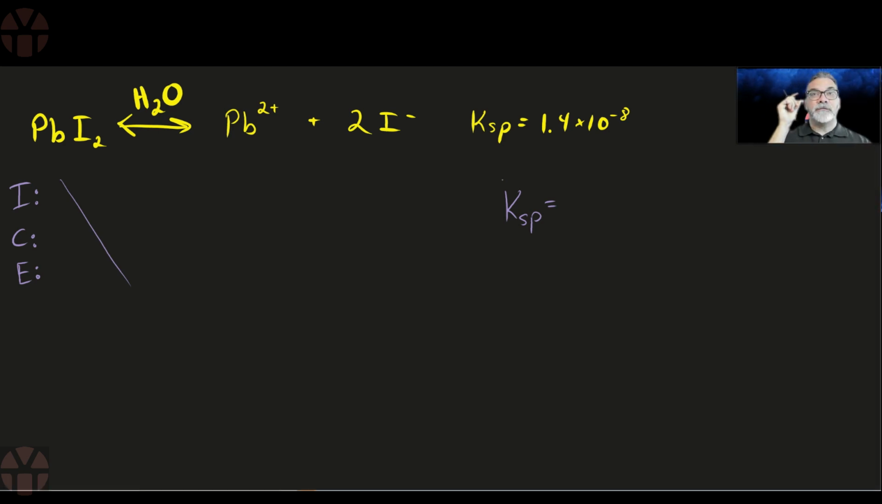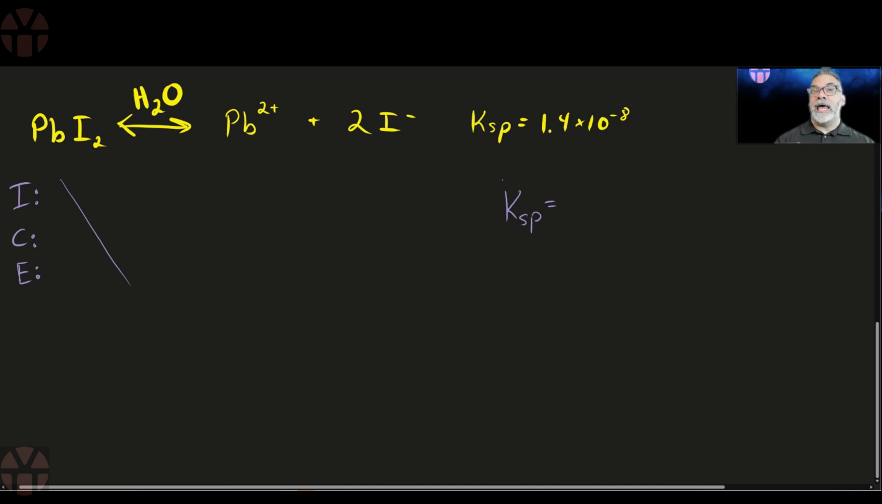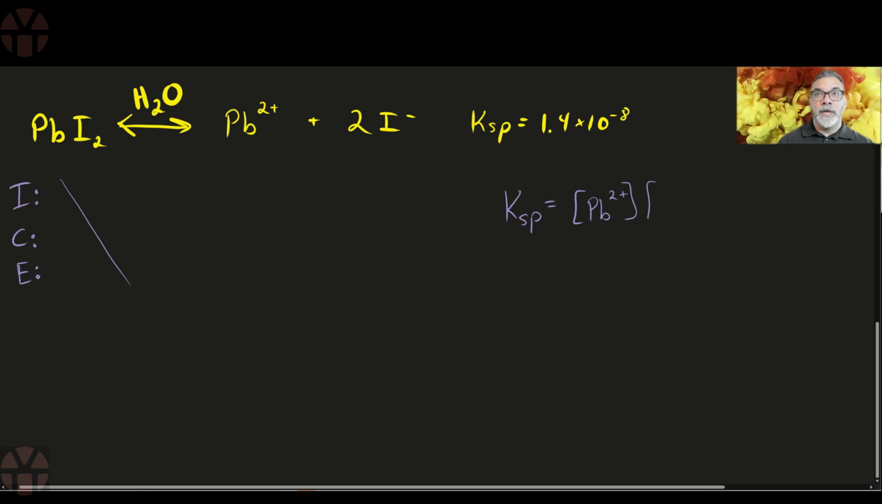But, and this is the first critical piece of awareness you want to have, when we look at solids and their ability to dissociate, we're going to notice that because it's a solid, it will not enter into the equilibrium expression. So in this case, the Ksp is simply going to be the concentration of Pb2+ at equilibrium times the concentration of the iodide ion at equilibrium. Now remember, this is going to be squared.